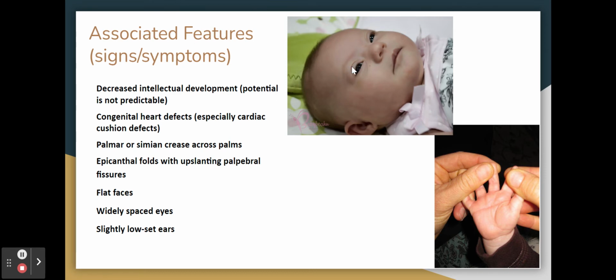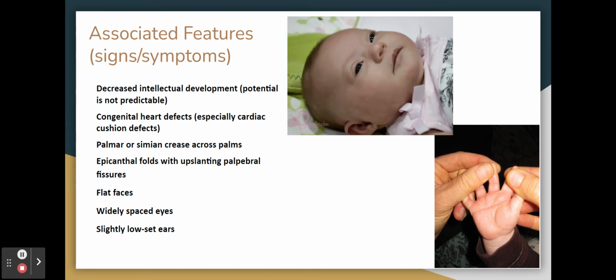So the inner canthus of the eye here goes straight across, and the pinna of the ear, the juncture of the pinna of the ear with the head is here. If you go straight across, you will note that it's not in line. The ears are set low. So always assess your baby very carefully. There's a lot of things to look at in a newborn.